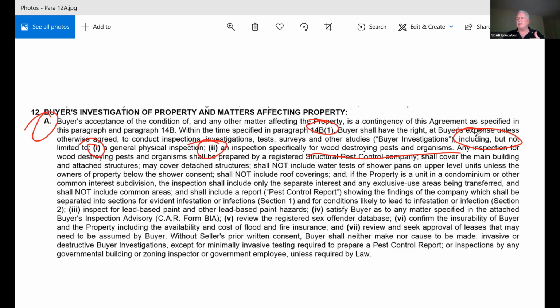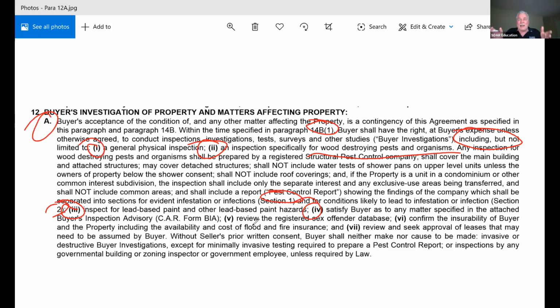So in other words, don't send us a request for repair without giving us a copy of that, okay? And it's going to separate it into what we said earlier, section 1 and section 2. We talked about that, okay? And then number 3, inspect for lead-based paint and other lead-based hazards. We want to make sure you know about that. 4, satisfy buyer as to any matter in the buyer's inspection advisory. Remember that form? People ignore that, right? Because it's at the end of the contract.